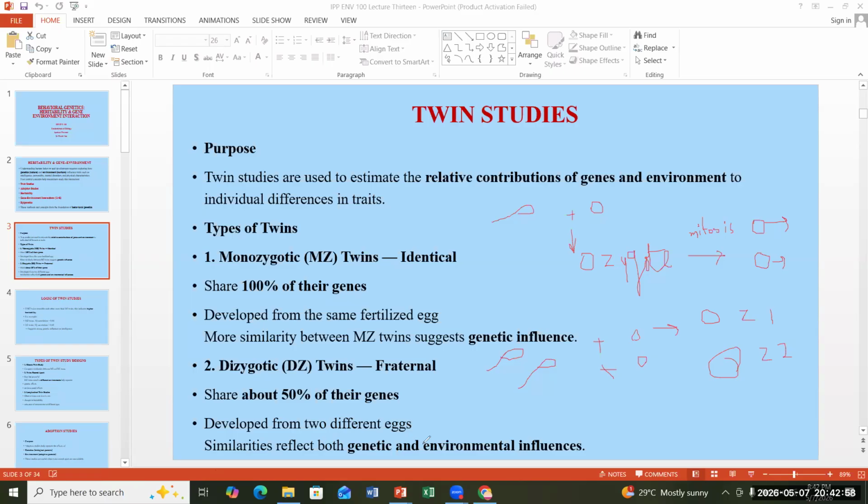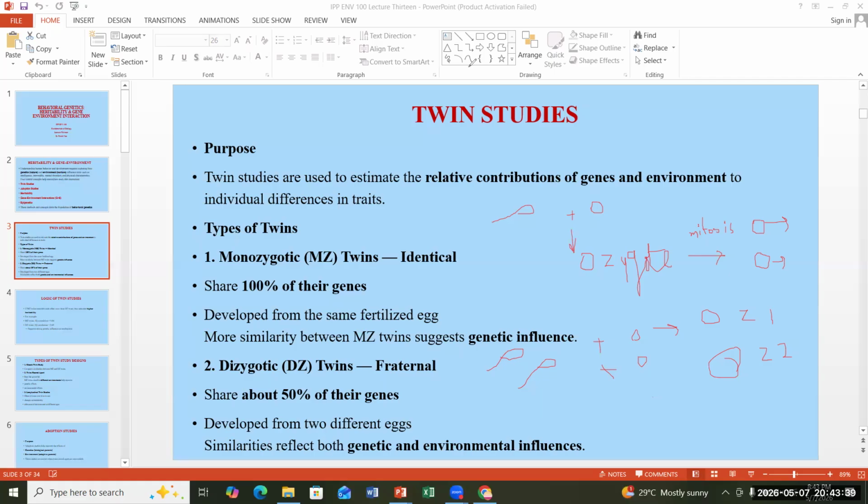Similarity reflects that both genetics and environment affect these individuals, right? If you are doing twin studies and the subjects you have selected are dizygotic twins, then the difference in the behavior of twins will show a combined effect, that they have 50% common genes and they are exposed to different environments. So now it is the nature and nurture collectively influencing the development of these individuals, right?